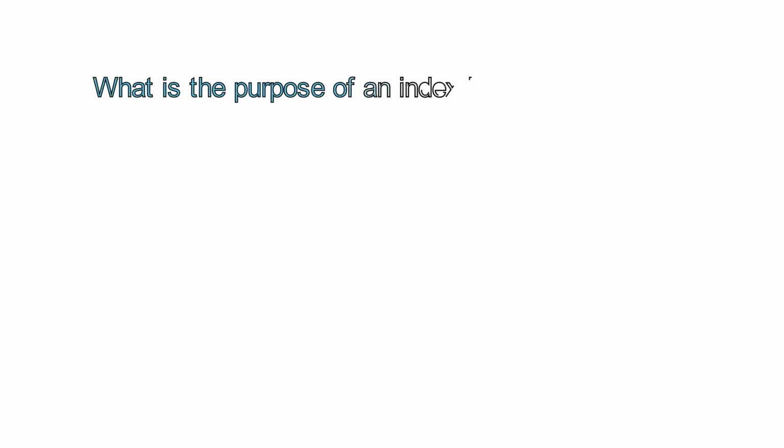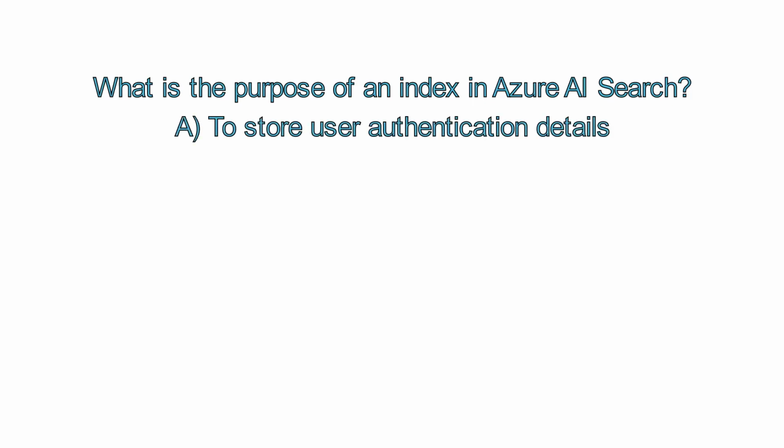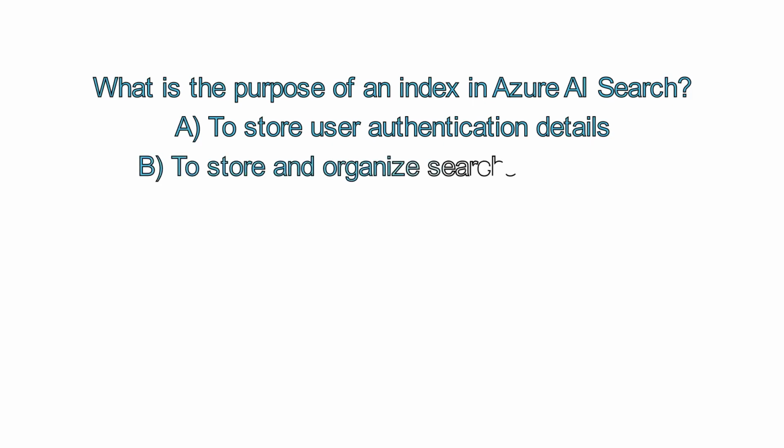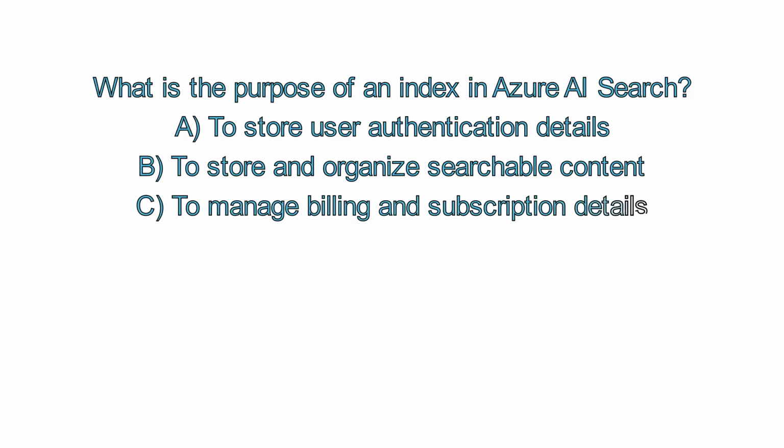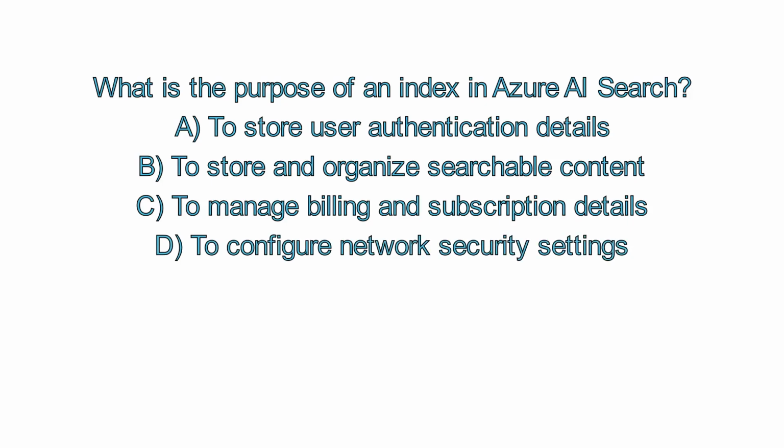What is the purpose of an index in Azure AI Search? A. To store user authentication details. B. To store and organize searchable content. C. To manage billing and subscription details. D. To configure network security settings.